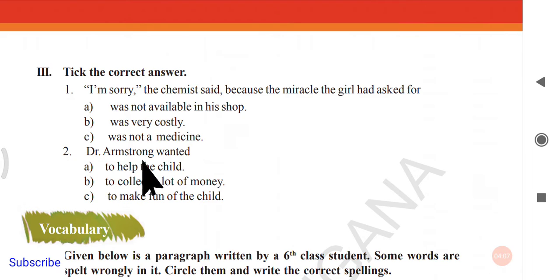Next we have the second question. Dr. Armstrong wanted dash: A, to help the child; B, to collect a lot of money; C, to make fun of the child. Which is the correct one? Yes, he wanted to help the child. Option A is correct.